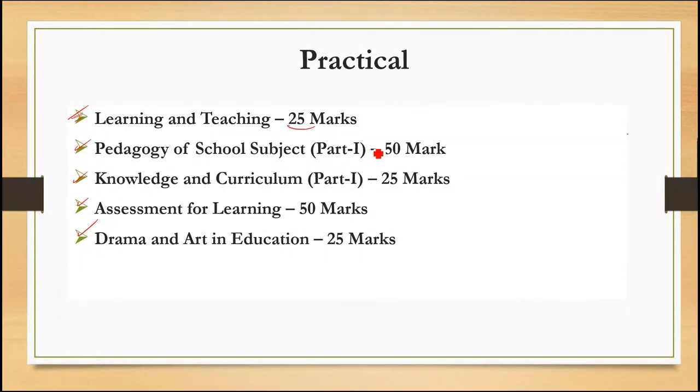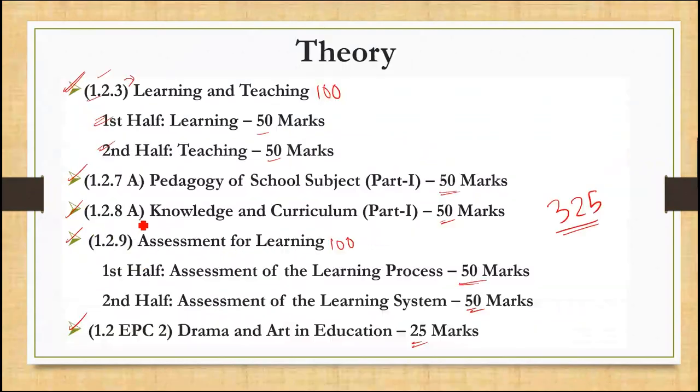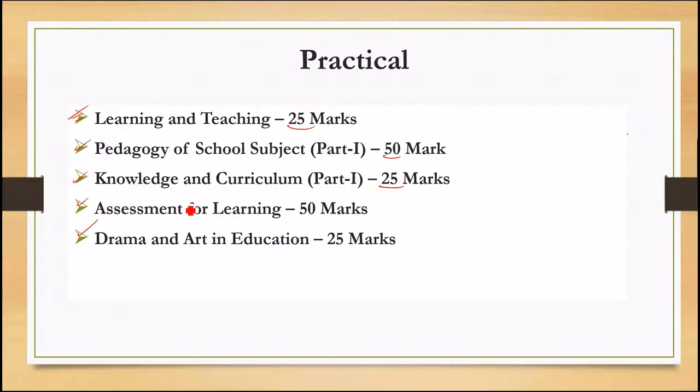Then Pedagogy of School Subject 50 marks, practical, Knowledge and Curriculum 25 marks. In the previous slide, here you can see Assessment for Learning also had 2 separate papers, first half and second half, whereas in practical, even this one has only single assessment, which will be of 50 marks. Drama and Art in Education is also of 25 marks. So here you can see the total marks will be 25 plus 50 plus 25 plus 50 plus 25. Again, it's summing up to be 175.